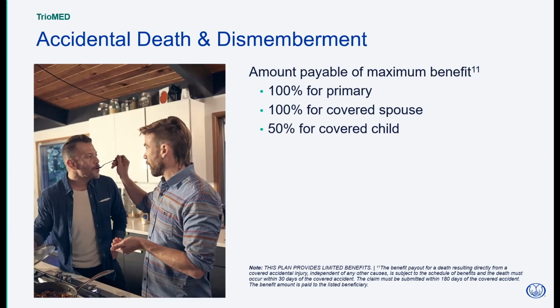Okay, so once again, with accident, death, and dismemberment, here is the payable. How the payable amounts are dispersed between the family. The primary policyholder will receive 100% payouts. The covered spouse will also receive 100% payouts. And then the child that is covered will receive 50% payout up till the age of 26.